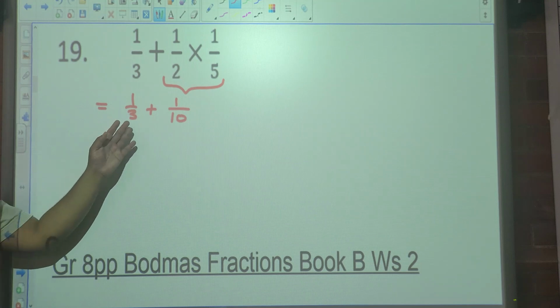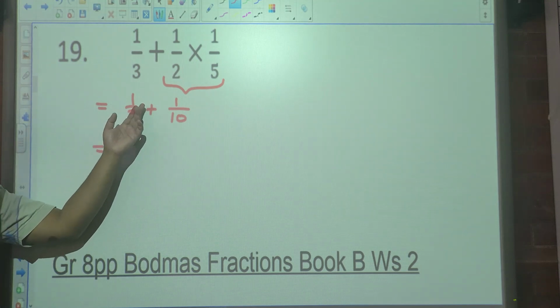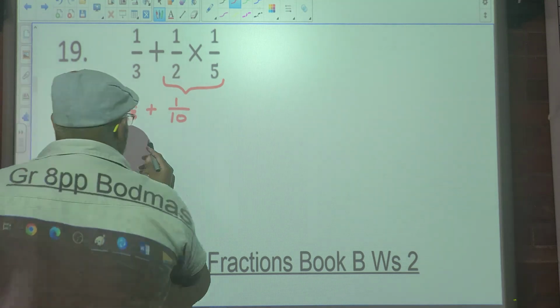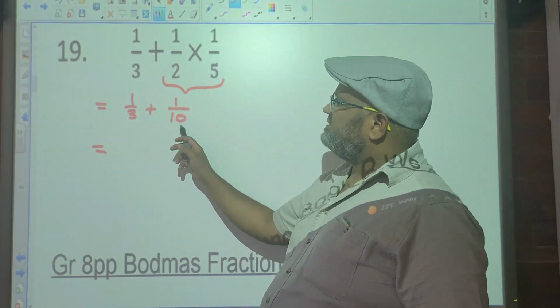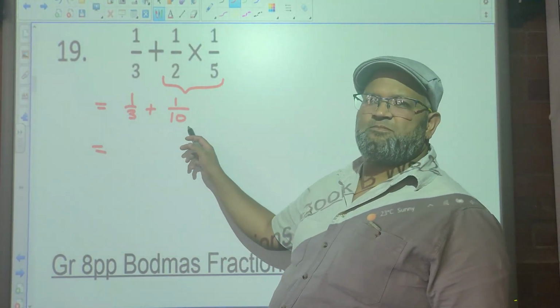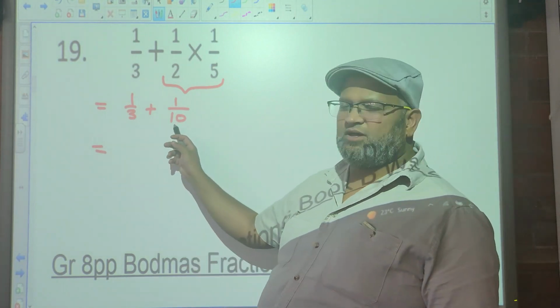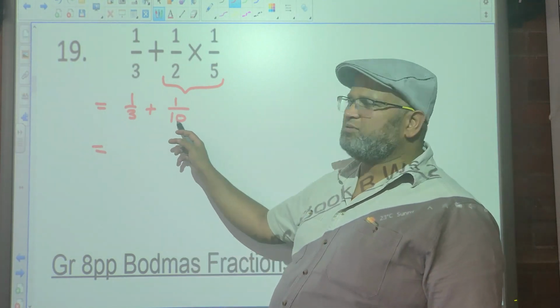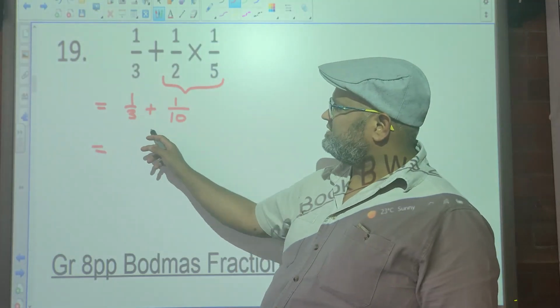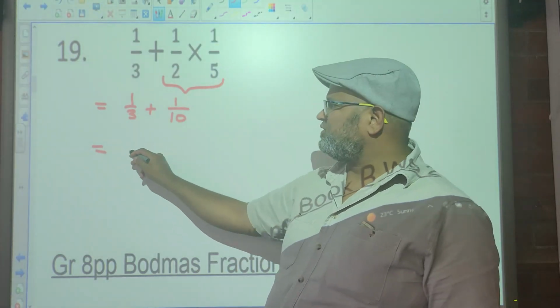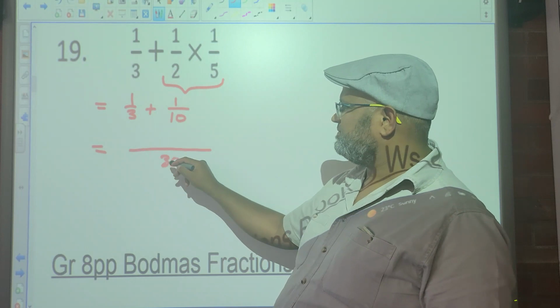So between 3 and 10, what's your LCM? 30. How do we get 30? We look at the biggest denominator, which is 10. Can 3 go into 10? No, so now we count in multiples of 10. The next multiple of 10 is 20. Can 3 go into 20? 30. Can 3 go into 30? Yes, that's what makes 30 the LCM.